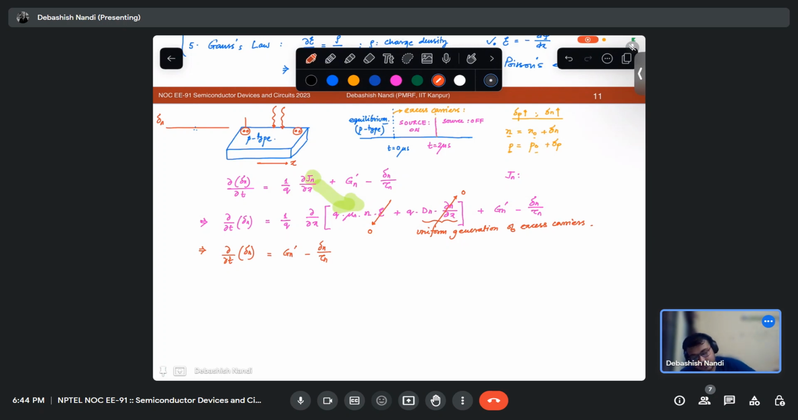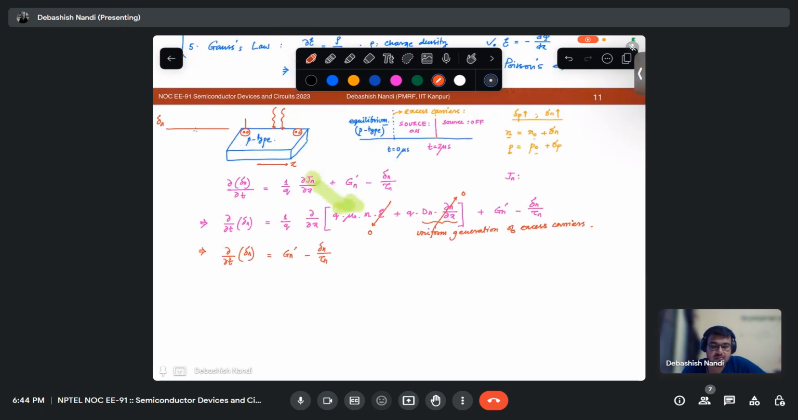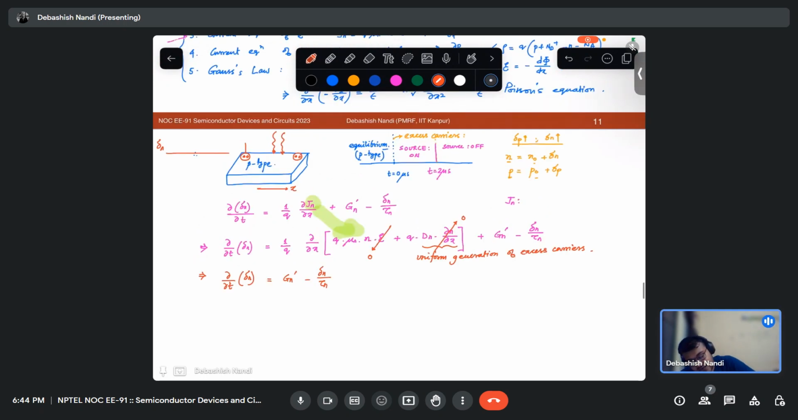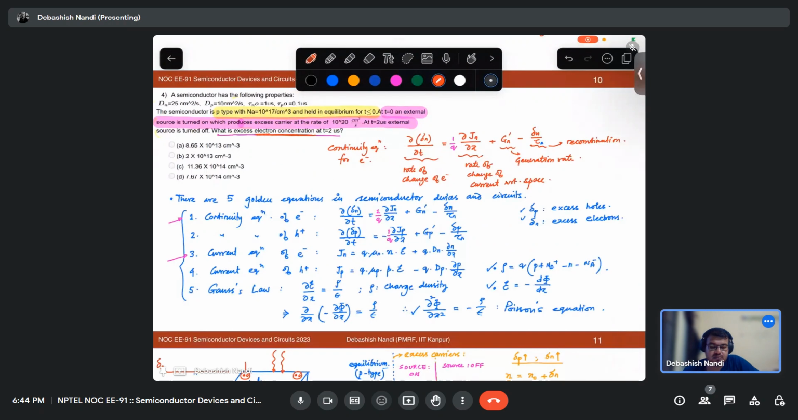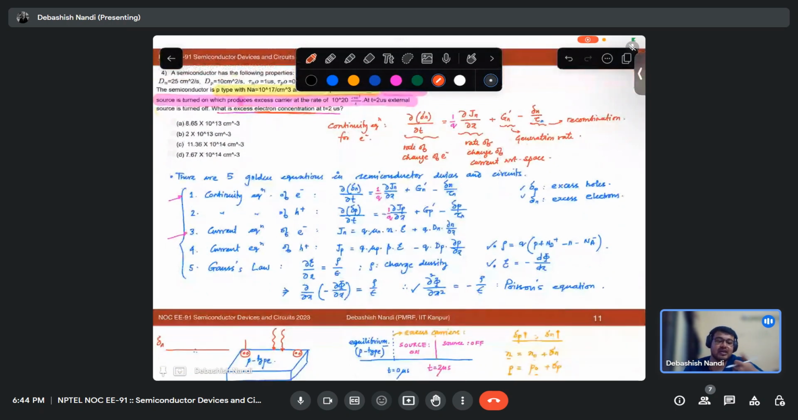Sir, since we have been given a p-type semiconductor, why can't we consider p equal to p naught plus delta p? No, we are required to find the electron concentration, so that's why we are using the continuity equation for electrons. The equation is valid whether it is p-type, n-type, or even a compensated semiconductor, where P and N both are present. These equations will be valid.